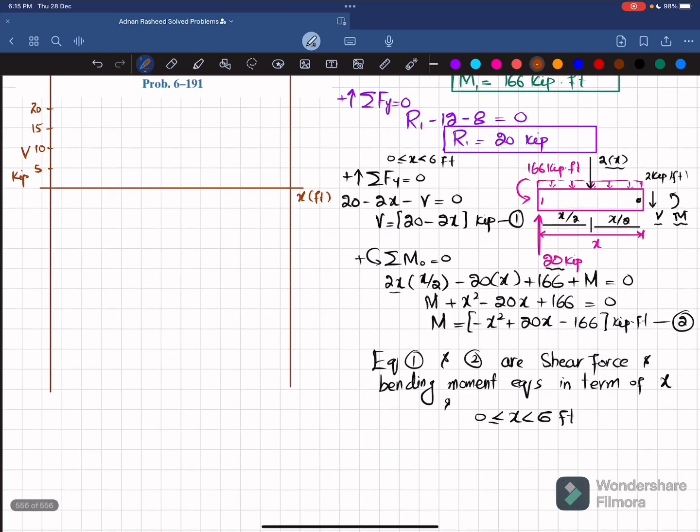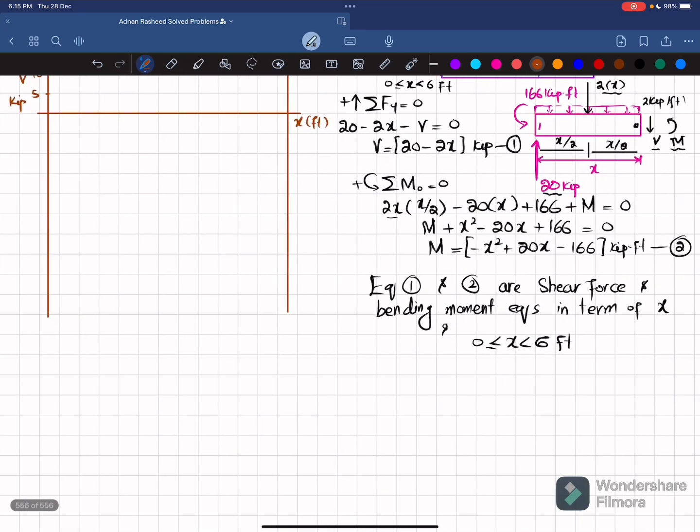Okay. So if I draw a table, clear, the table will be like that: x value, shear force in kips, and moment in kip into feet. So for x is equal to 0, you can put it in this equation number 1. So when you put x is equal to 0, this V will be equal to 20. So I will write V will be equal to 20 kips. And for x is equal to 0, this will be 0, this will be 0, and moment will be minus 166. So I will write minus 166.